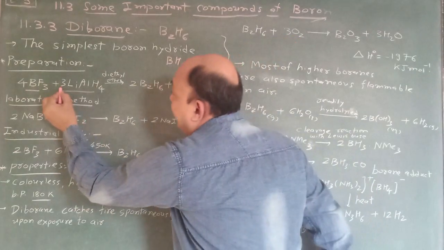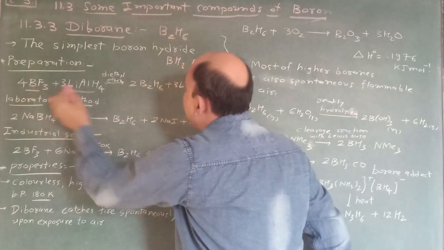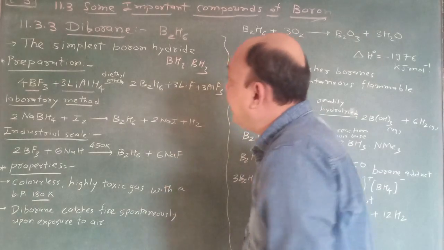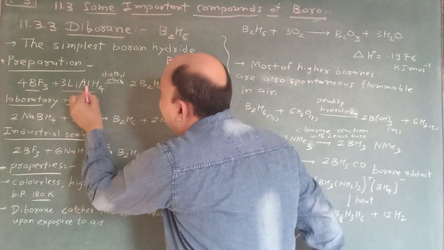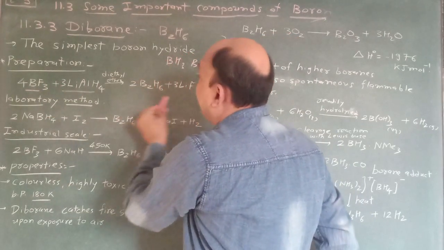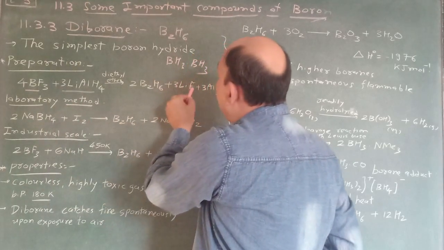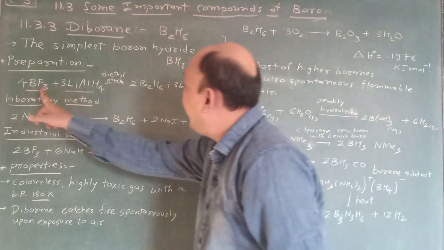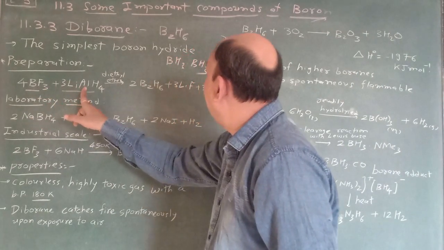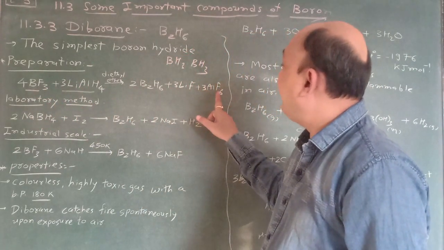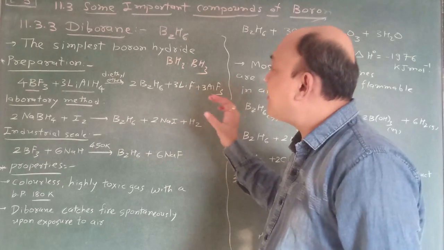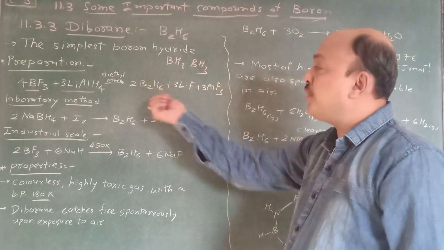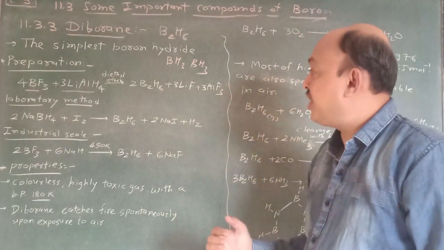Then 3 Li is there, 3 F is there, 3 LiF. Another, 3 Al is there, and here 3 F is there. So 12 minus 3, that is 9. So here 9 fluorine is there, and here 3 aluminium is there. Therefore 3 AlF3. Complete the reaction. This question is asked many times. So we have to perform just like this with preparation.